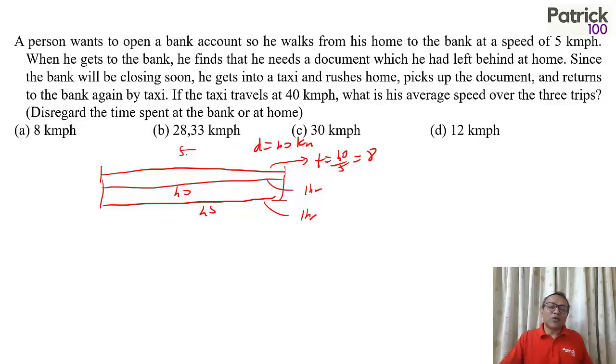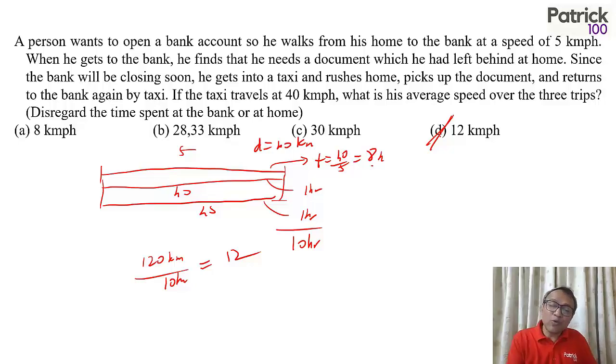I took 40 because 40 is a multiple of 5, and the second and third are 40 kilometers per hour. So total time taken is 8 plus 1 plus 1, 10 hours. He travels 120 kilometers, which is 40 into 3, in 10 hours. Speed becomes 12 kilometers per hour. You can do this orally also if you understand it and assume values. So assuming values is one of the good ways to solve things faster.